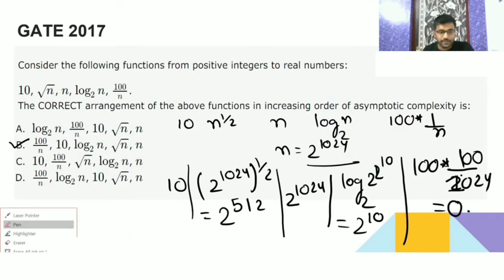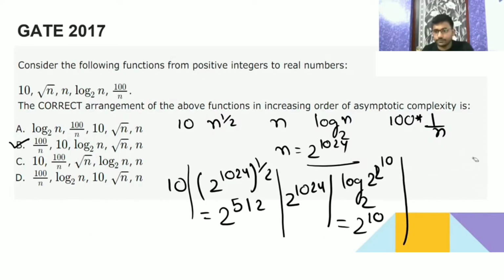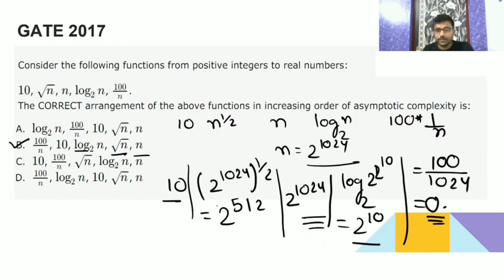It is going to give you 0 point something. So this is the smallest one. Then after that 10, then after that log n, because you are getting 10, then after that n, because n root n is n. Understood? B is the correct one in increasing order.